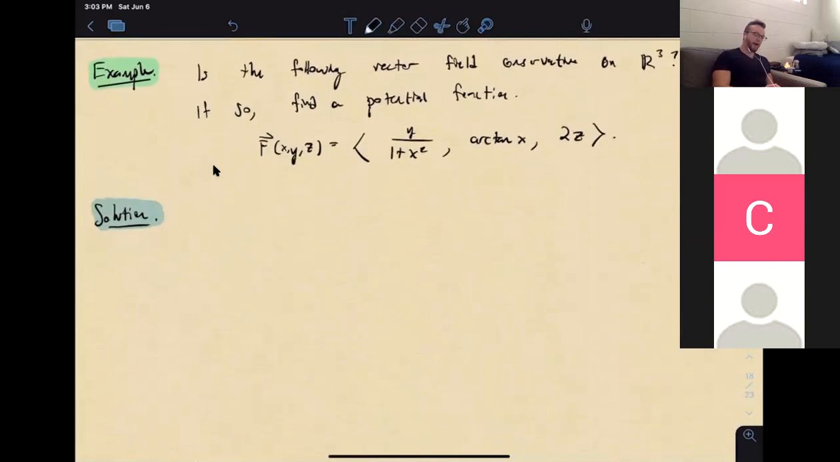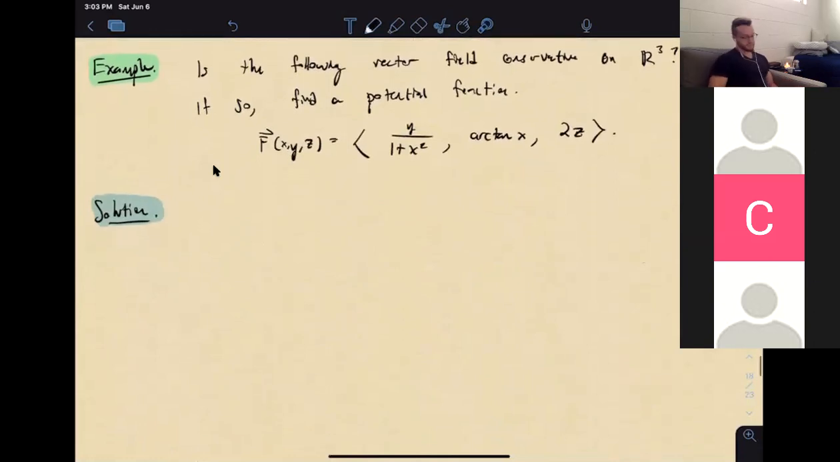Okay, let's do this one. Here's a vector field. Is it conservative? And if so, find a potential function. Thoughts? Feelings? So we could find the curl.